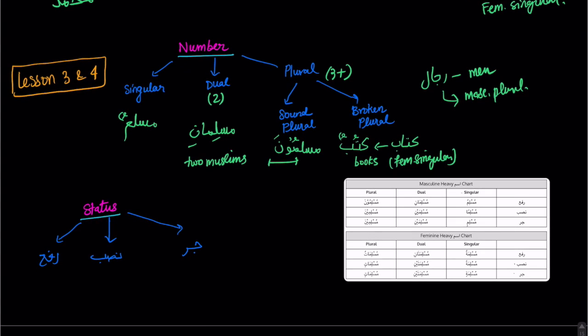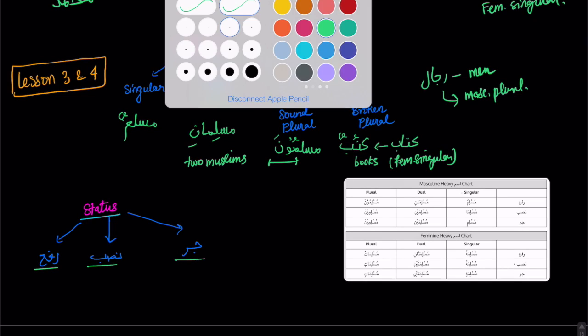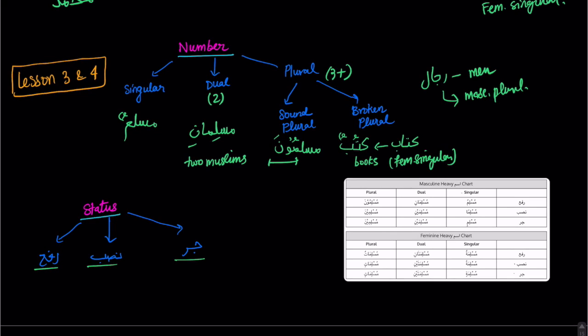And then finally, we talked about status. This is the 4th property of the ism. There are 3 types of status. There is the rafa, nasab, and jar. Rafa being the doer, nasab being the detail, and jar being after the preposition.